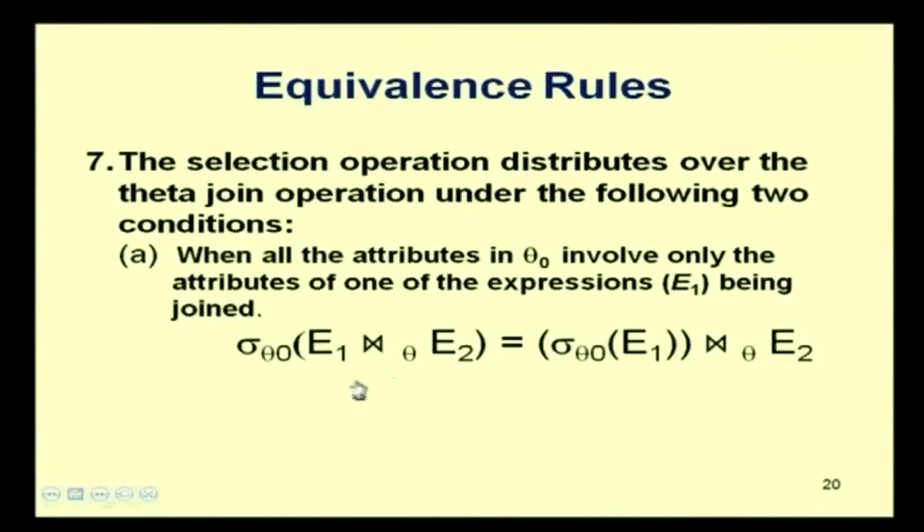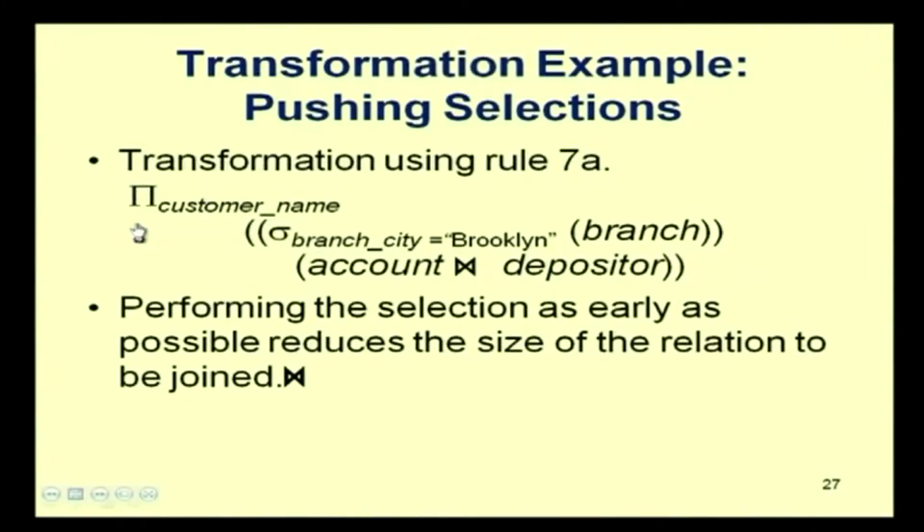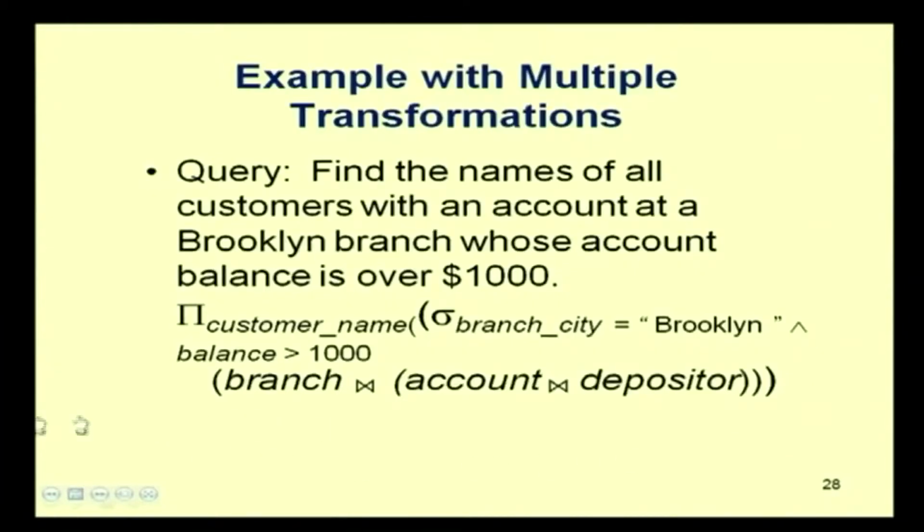Now, this operation we are going to do. So, let us see what is done. So, you have here project customer name, select branch city equal to Brooklyn. This is performing the selection as early as possible, which reduces the size of the relation, that is, the join.